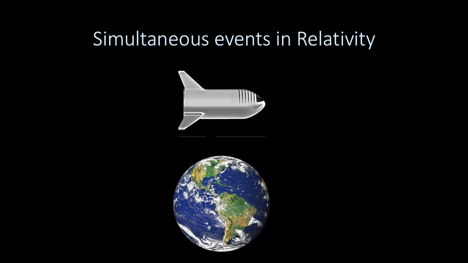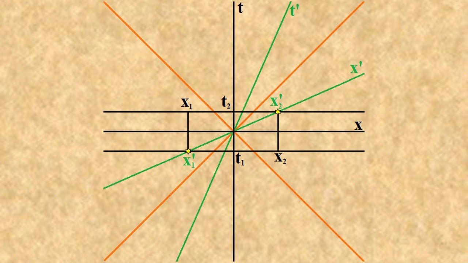Someone on Earth will see these events differently. First, they will see the event at the rear of the spacecraft occur. Then, they will see the event at the front of the spacecraft occur. Those on the spacecraft literally have a different perspective now than those on the Earth do, as their coordinate systems are tilted with respect to each other.